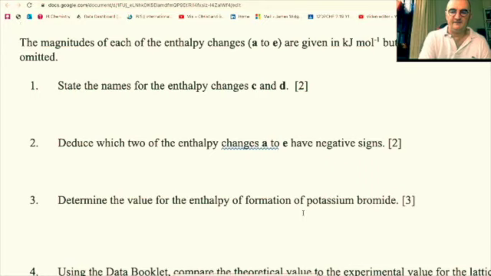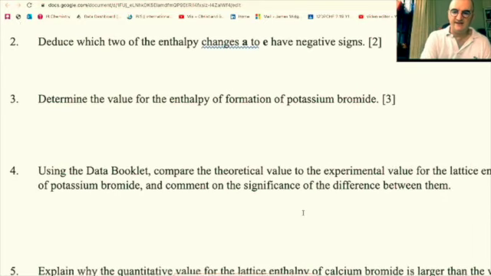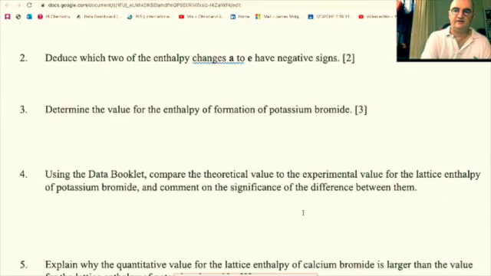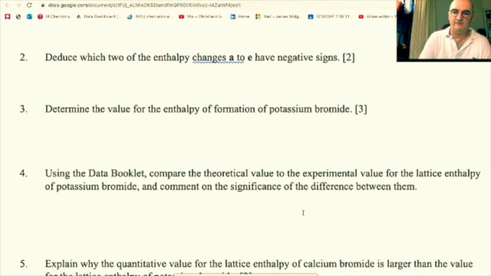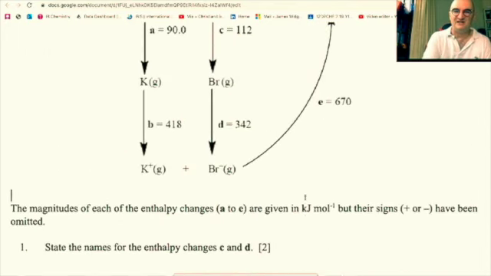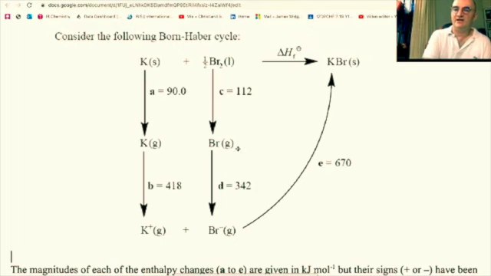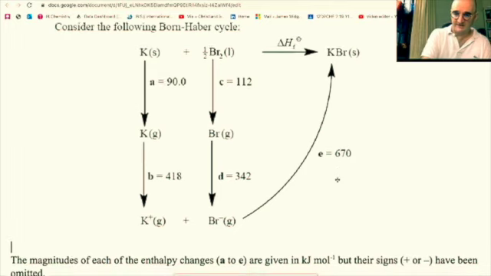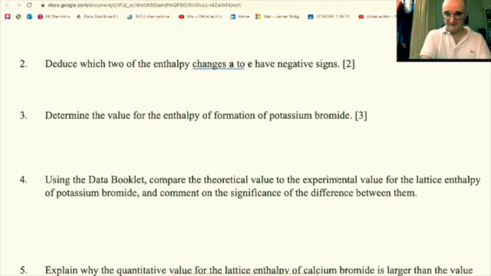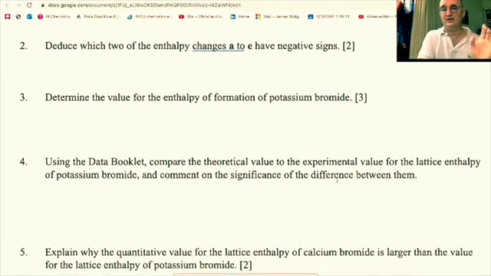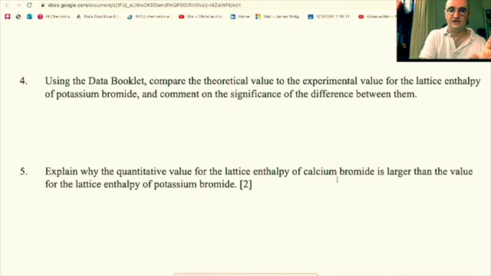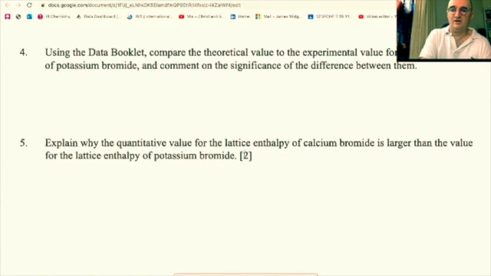Determine the value for the enthalpy of formation. We've done that. Now, in the data booklet, there are tables of lattice enthalpies. When there is a difference between the lattice enthalpy in the data booklet and the calculated lattice enthalpy, that's going to tell us about the ionic character of the lattice, whether it's more or less ionic, depending on the difference between the calculated and the theoretical, but we'll save that for a future lesson.